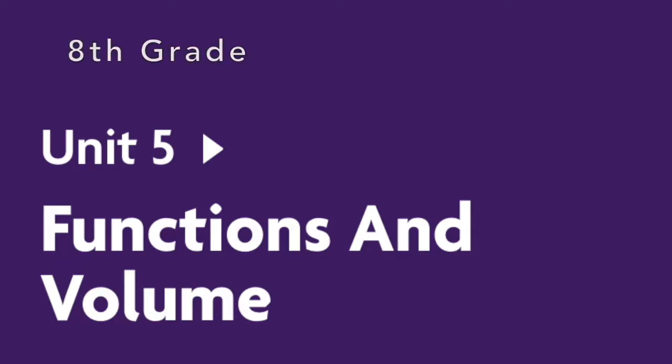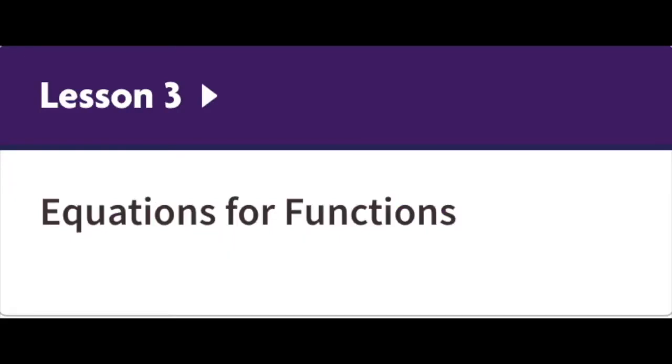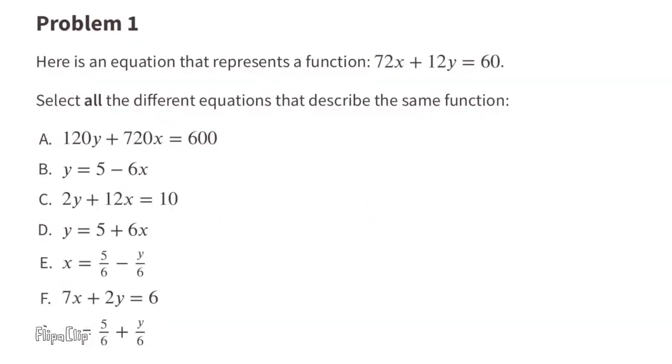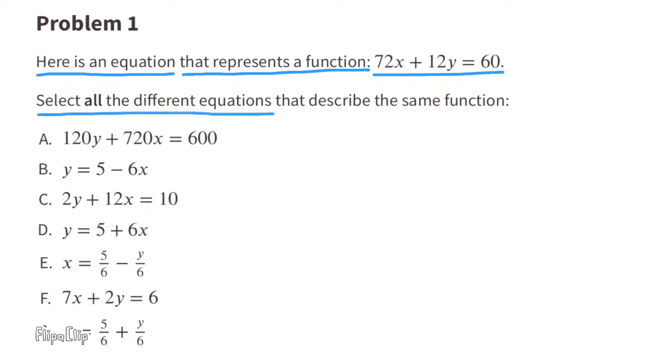8th grade Unit 5, Lesson 3, Equations for Functions. Problem number 1. Here is an equation that represents a function. 72x plus 12y equals 60. Select all the different equations that describe the same function. A. Let's look at the term on the right side of the equal sign. It's 600. And compared to the original equation, that term used to be 60. So it's actually 10 times bigger than it used to be.